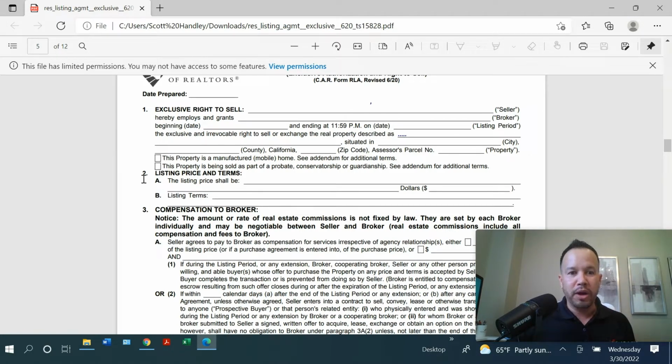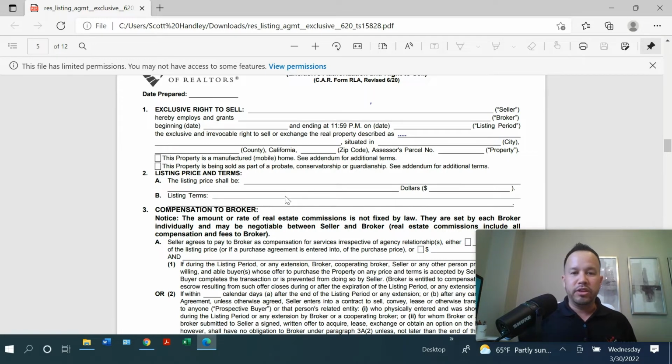Number 2, listing price and terms. You will need to write out the exact price. Let's say it's $300,000. You will need to write that out, and then you will put the numerical 300,000 right here. For those of you who are old enough and remember writing checks, that's exactly how you would have to do it. You would have to write out the amount, and then in the little box, you would put the numerical dollar amount. If there are any special terms, you can put them here, listing terms, okay?